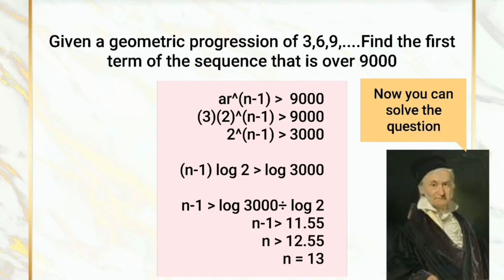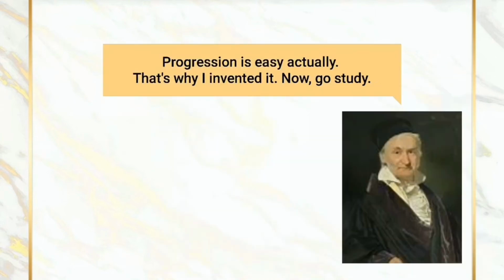n minus 1 more than 11.55, we will transfer 1 to the other side and we get n more than 12.55. But we will not write the answer as 12.55 because the question asks for what term and the term must be a whole number, so we get n equal to 13.